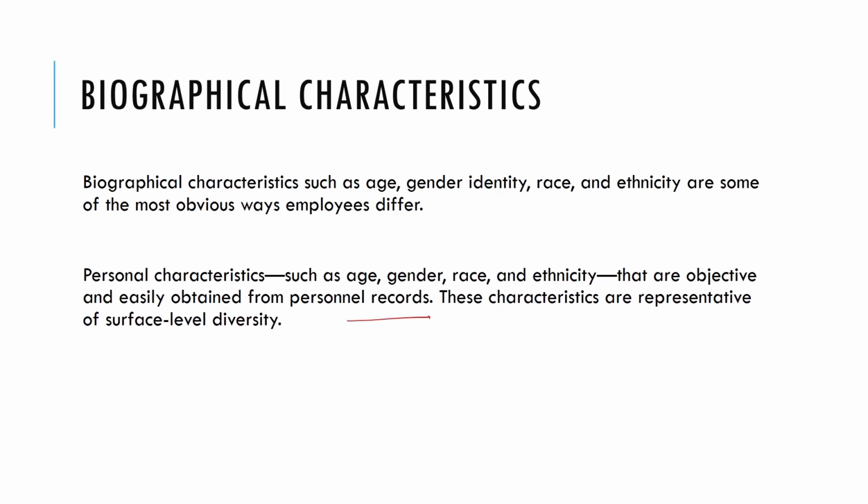So biographical characteristics come under surface level diversity, because these are aspects which can be easily found out in people, right. If we want to know about their age, gender, identity, race, or ethnicity, we can find out very easily. So these come under surface level diversity. But to know more about these people, what kind of value system they have, what sort of personality they have, what their long term perspective in the organization is, this can only be figured out with deep level diversity.